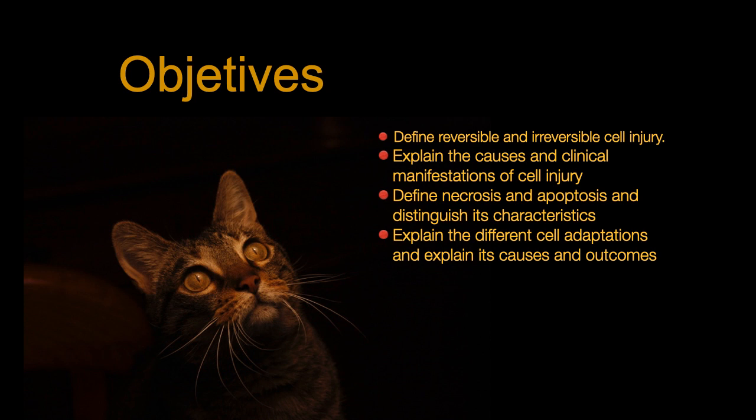You'll have to define and distinguish reversible from irreversible cell injury, explain the causes and the clinical manifestations that result, define and distinguish necrosis from apoptosis, and finally explain the different cell adaptations, what causes them, and what's the outcome.